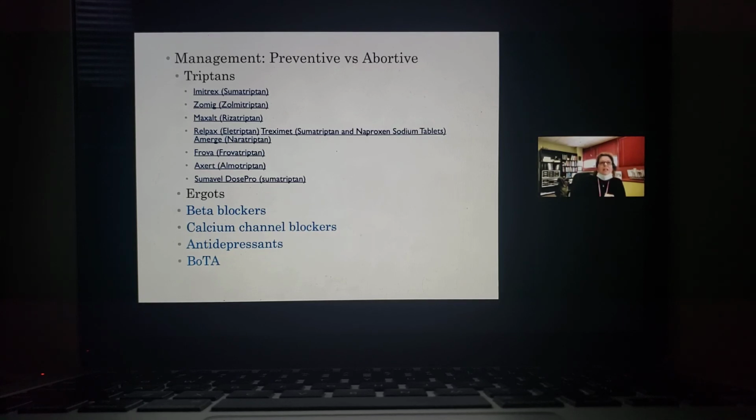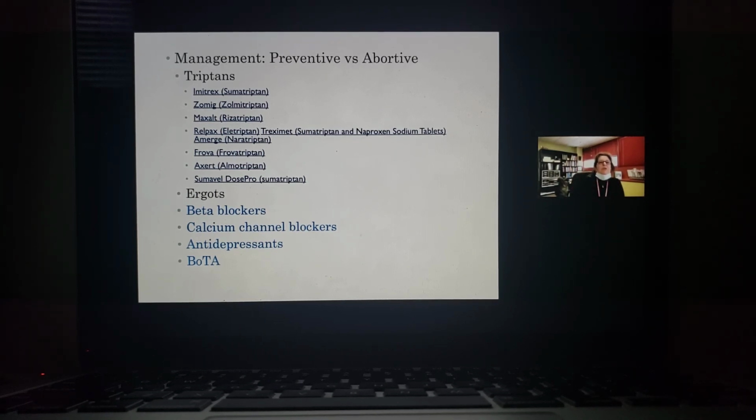Treatments are divided into either preventive treatments or abortive treatments. The preventive makes sense, it is to prevent the migraine, right? And among your preventives, you have your beta blockers, your calcium channel blockers, your antidepressants, anti-anxiolytics, and the botulinum toxin A, which has been approved by the FDA for the prevention of chronic migraines.